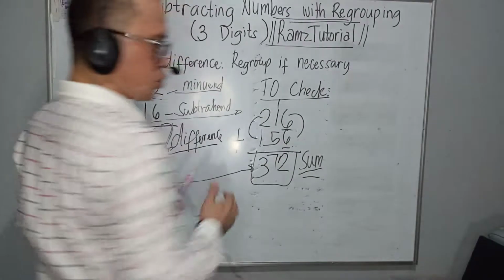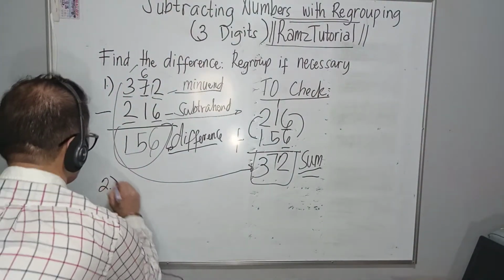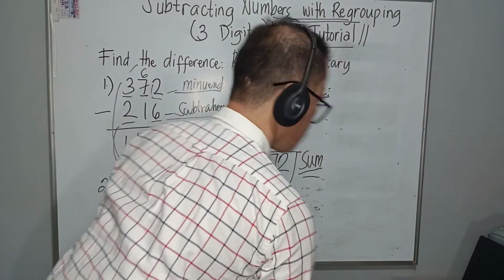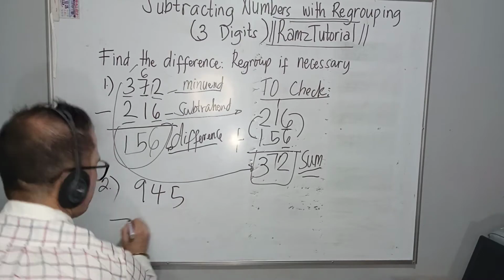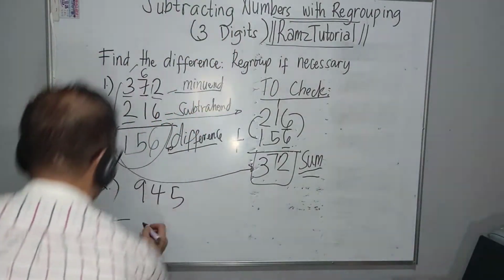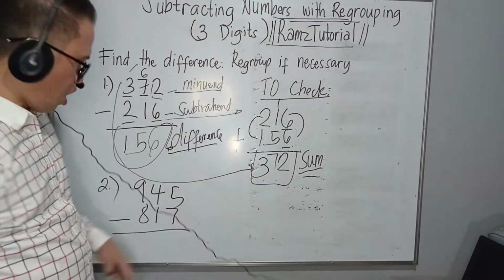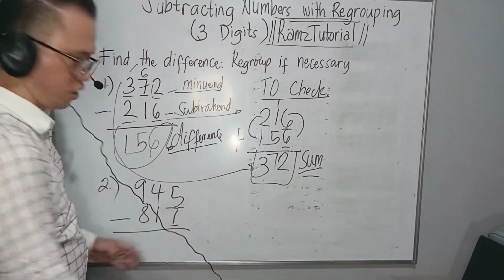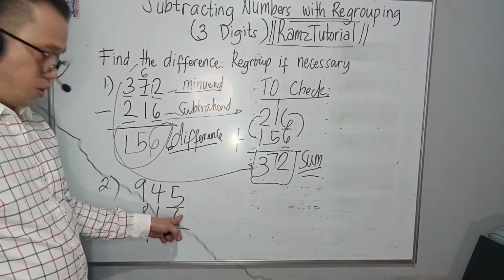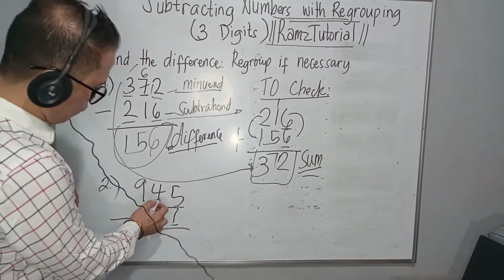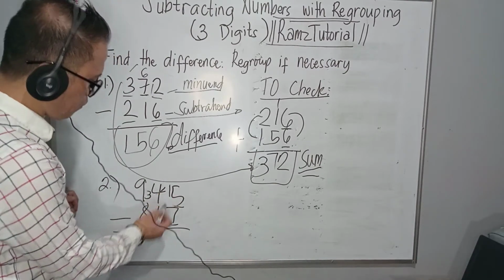Next, we're going to proceed to number 2. For our number 2, we have 945 minus 817. Now remember our ones, we have 5 and 7. Since 5 is smaller than 7, our subtrahend, 5 borrows from 4, 4 becomes 3, and 5 becomes 15.